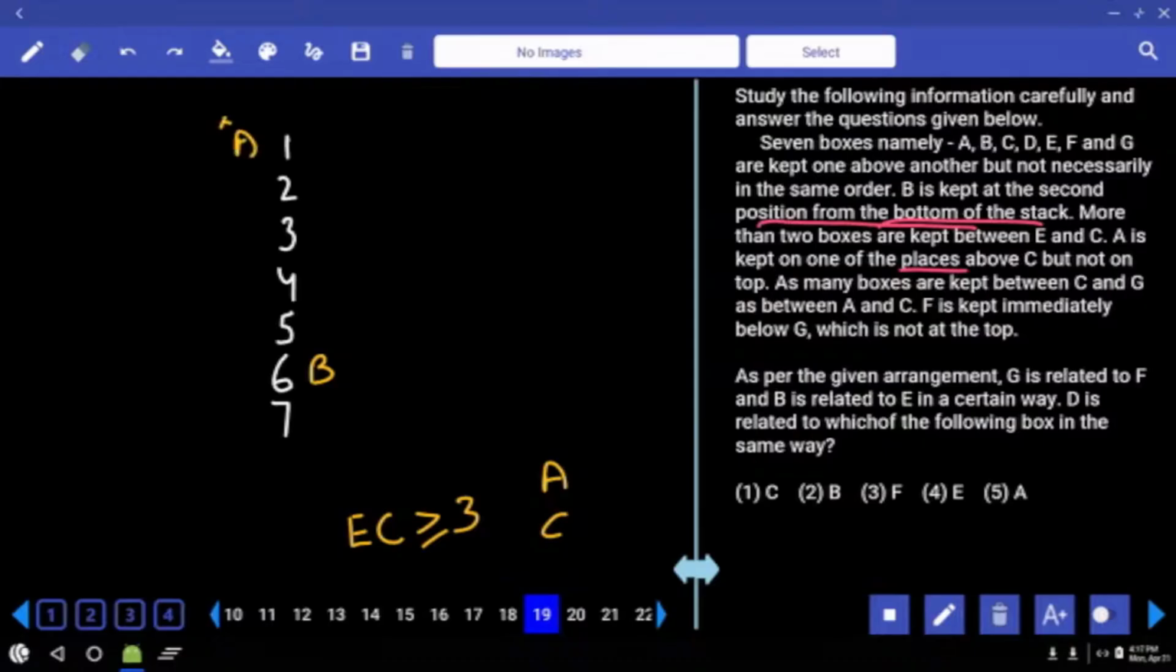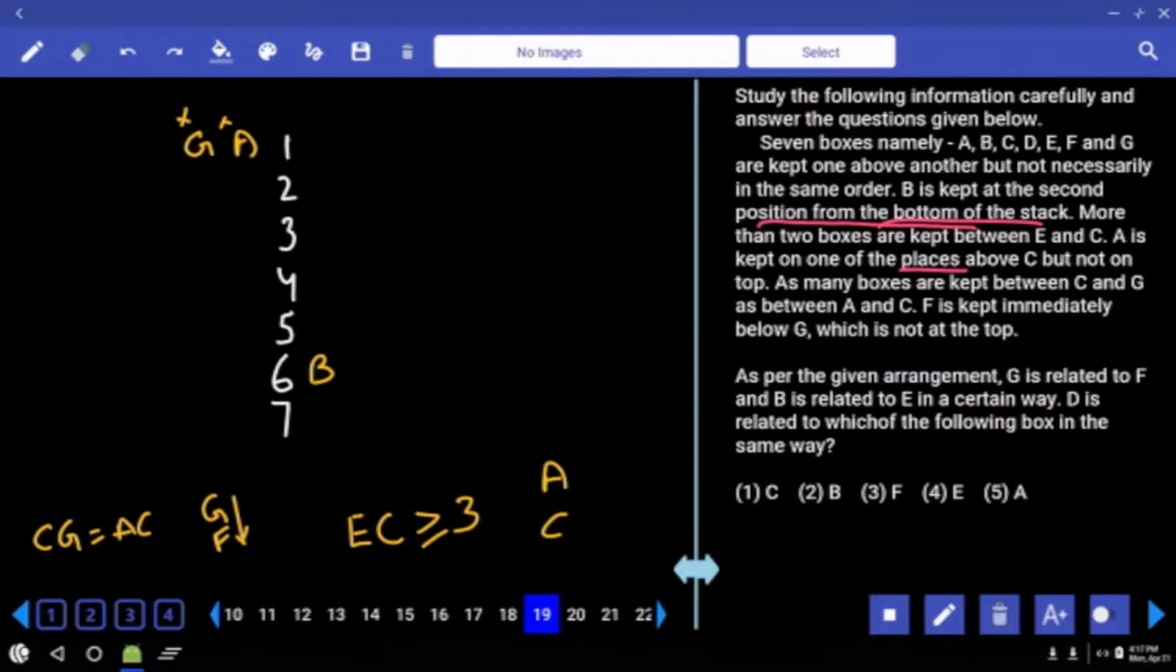The next one, as many between C and G as between A and C. That means C is exactly between these two. My next one, F is kept immediately below G. And G is not at the top. Now G cannot be at the top as well. This is the information we have. Clear? Where should we start?